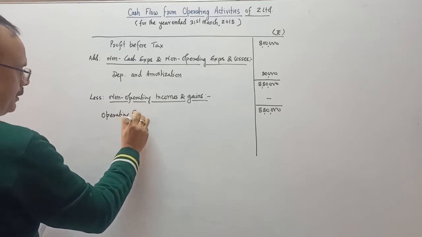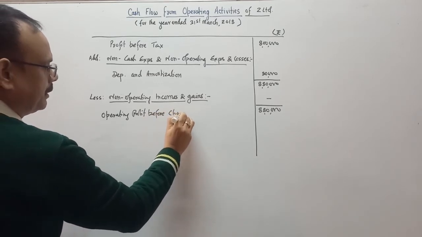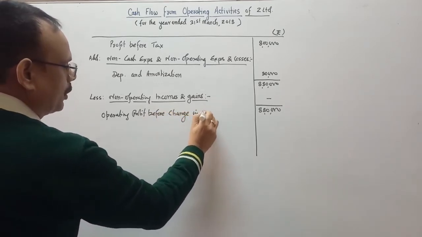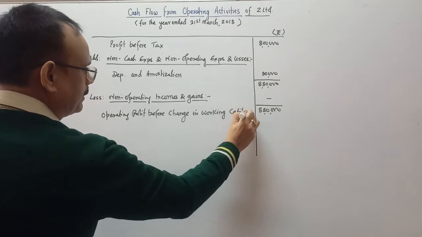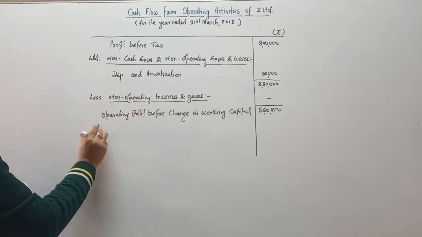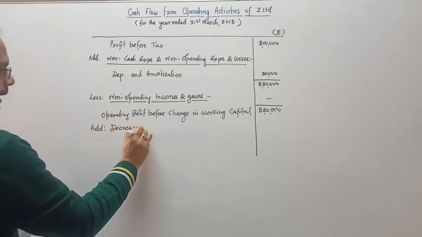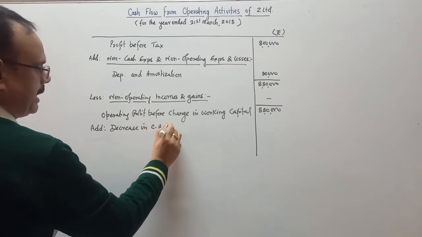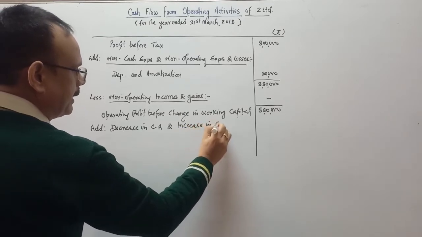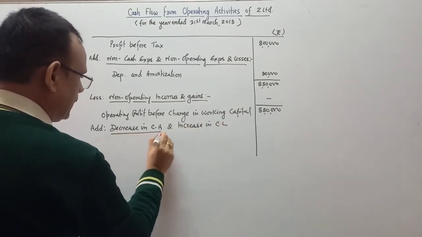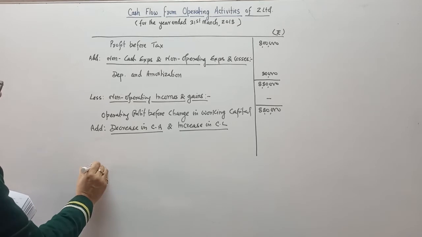Operating profit before change in working capital. Now thereafter the next step is to add decrease in current assets and increase in current liability. Decrease in current assets and increase in current liability will be added, and less we will deduct.